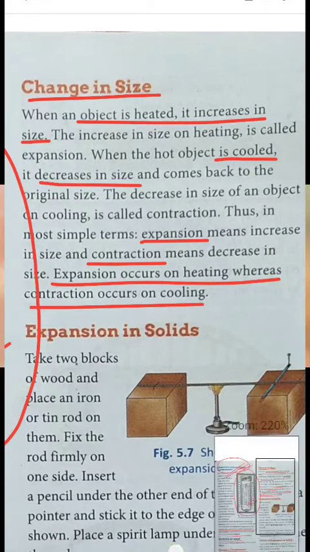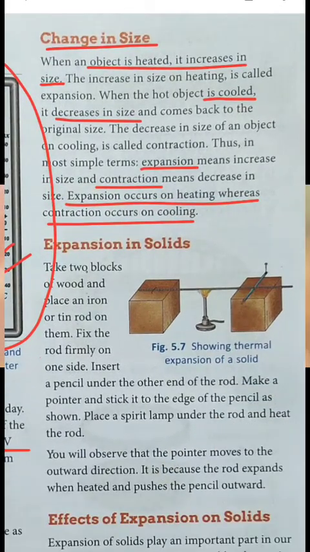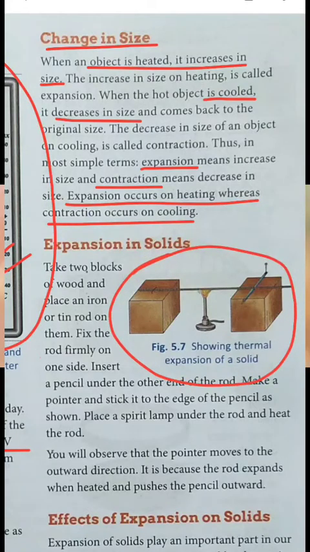Now we will study about expansion. The next topic is expansion in solids. Whenever we heat some object, it starts expanding. Here in the diagram you can see two wooden blocks, and in those blocks one iron rod is kept. One side is fixed tightly and on the other side a roller is kept, on which the iron rod can roll when it starts expanding and increase its size. This is also called thermal expansion.